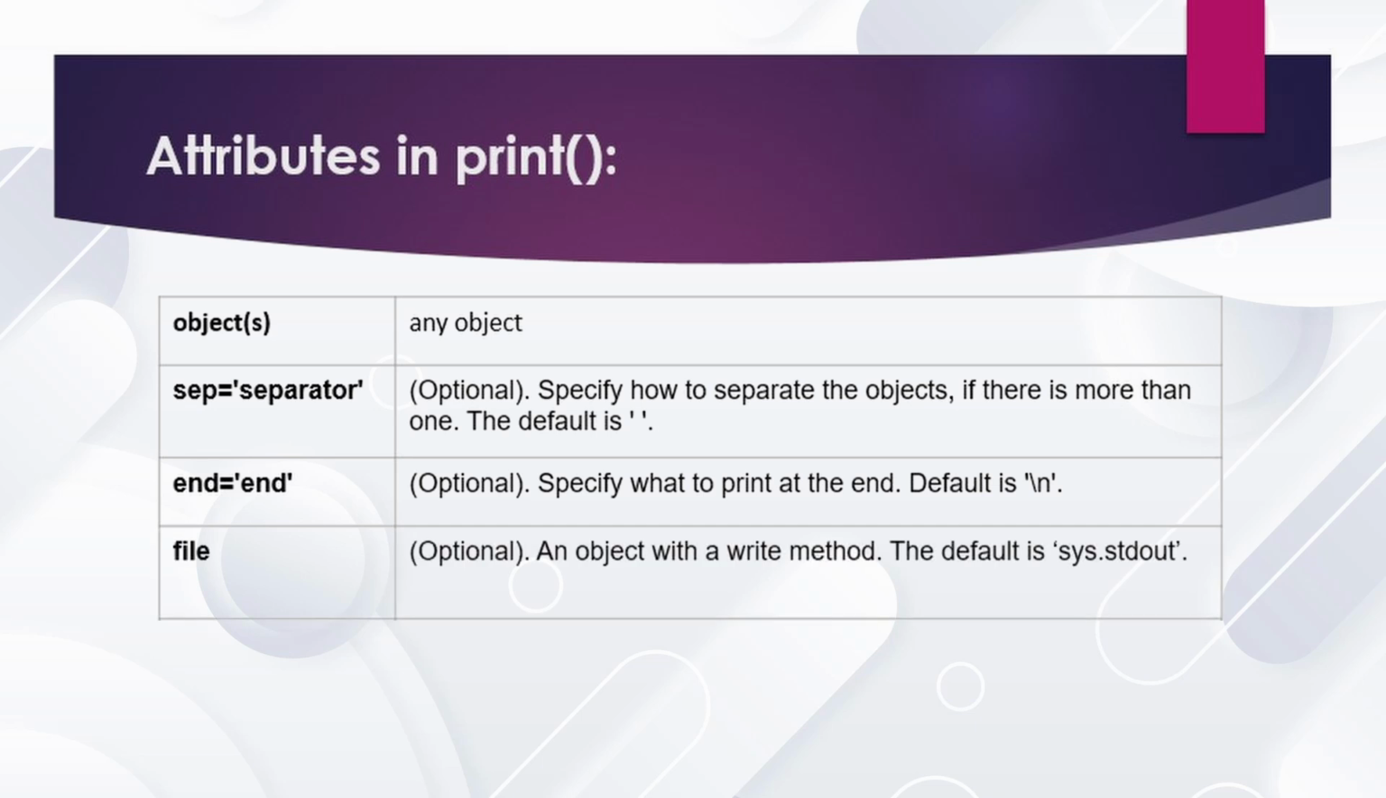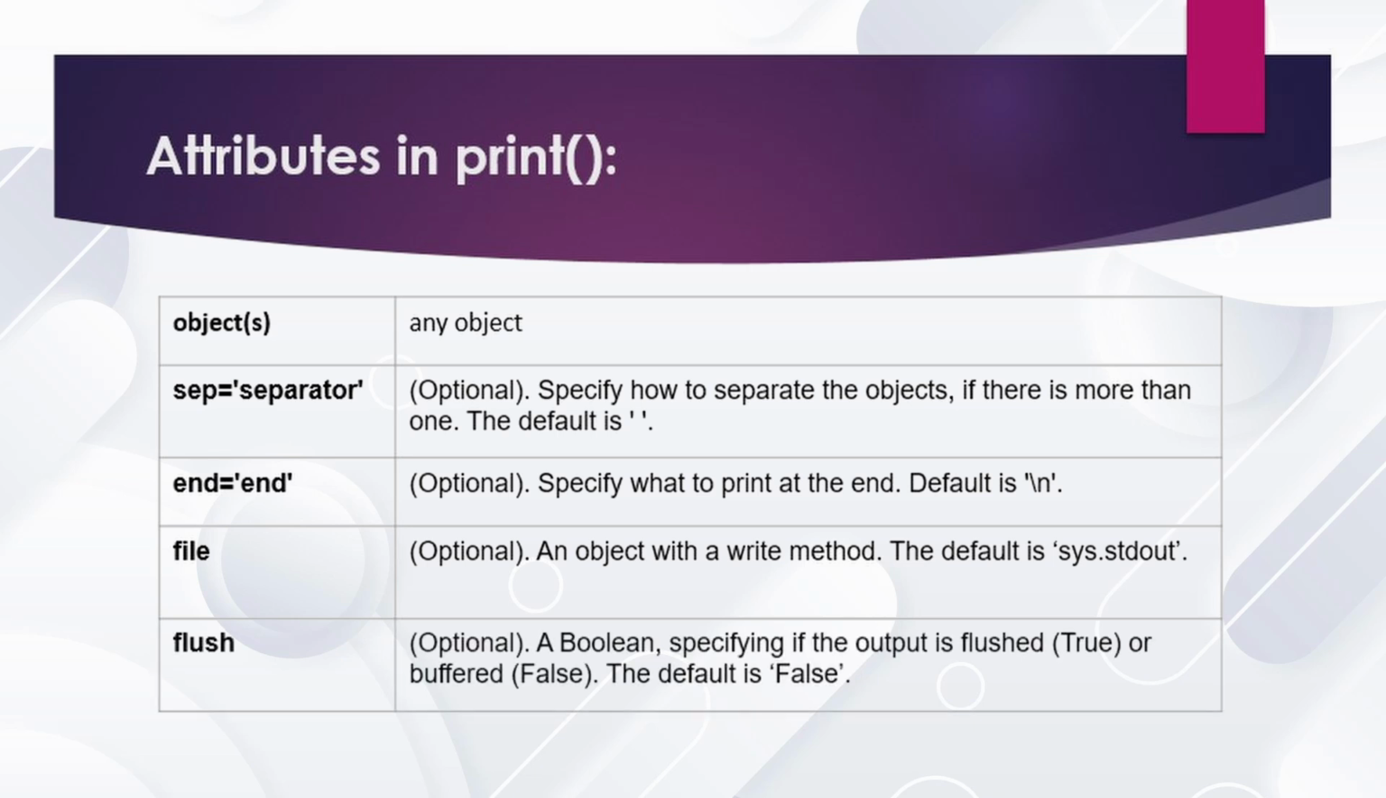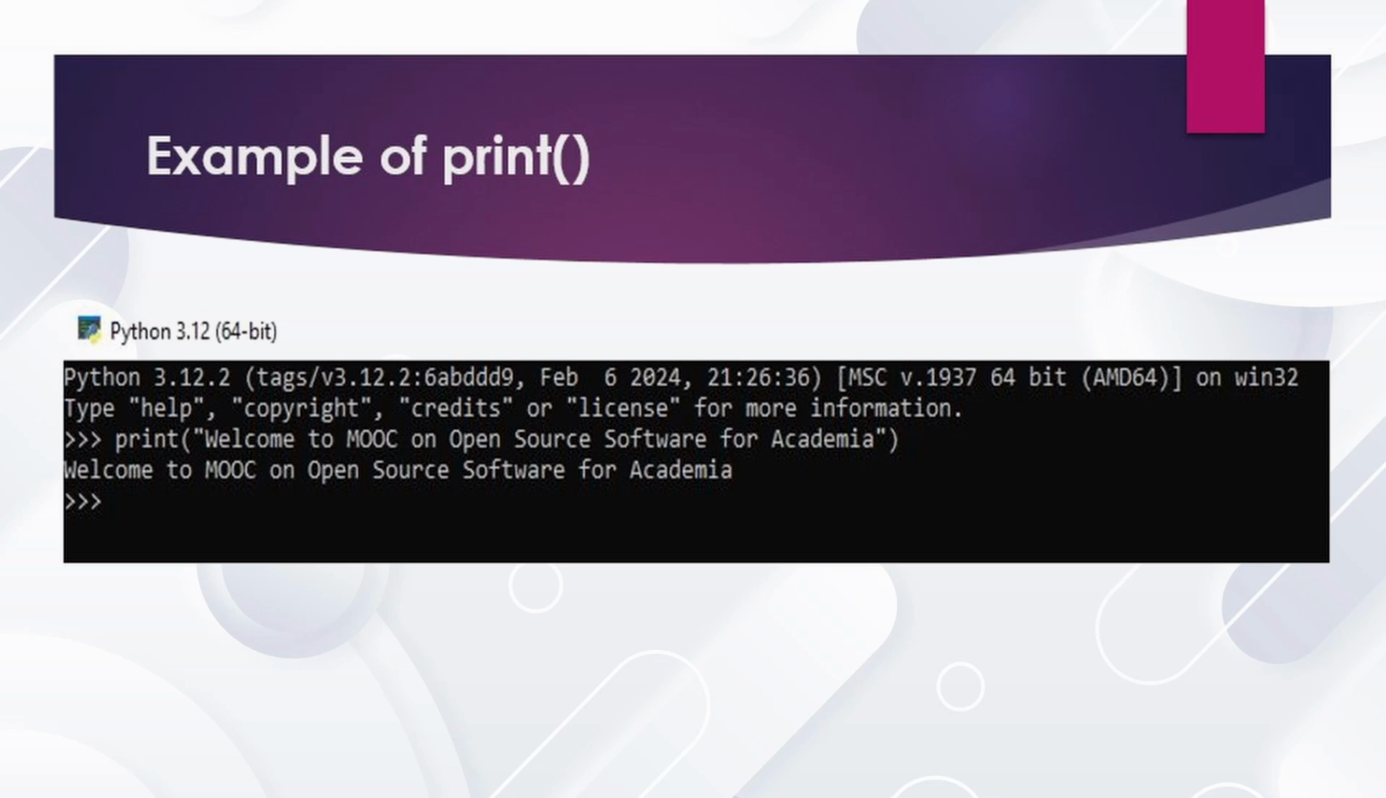The file is another attribute in the print function, which is again optional. It is an object with a write method. The default is sys.stdout. The flush is again another optional attribute. It is a boolean specifying if the output is flushed, that is true, or buffered, that is false. The default here is false. Let us now look at a few examples.